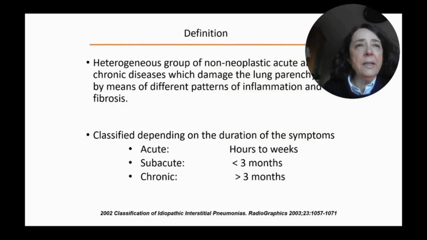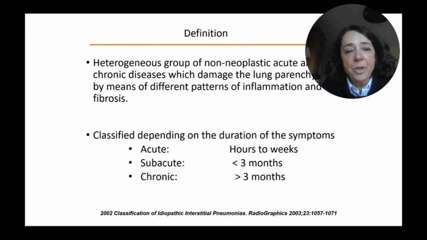ILD is a term that has been accepted in the last update of the ILD classification, but what they prefer is the term interstitial pneumonias. Anyway, I like ILDs. I've been using ILD my whole life, so I will keep this terminology, which is accepted. So ILDs are a heterogeneous group of non-neoplastic, acute and chronic diseases which damage the lung parenchyma by means of different patterns of inflammation and fibrosis. So it's a non-tumoral pathology.